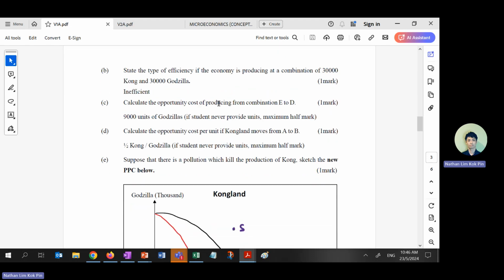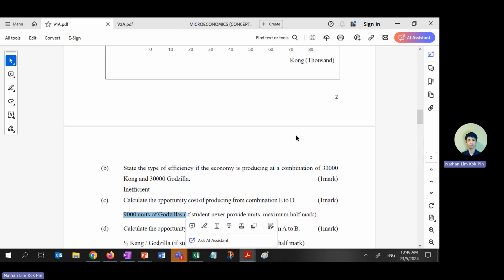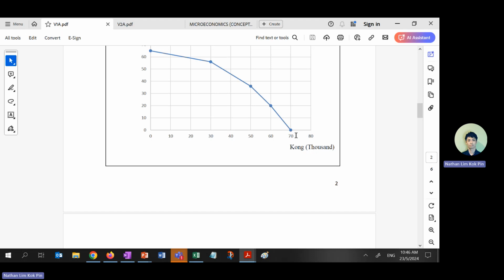Okay, your operating cost from E to D should be 9,000. This one, some of you copy. I didn't even write down that. Do not copy. Because if you copy the one beside, right? But in your case, it shouldn't be.